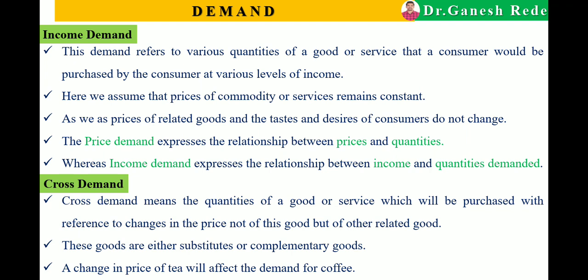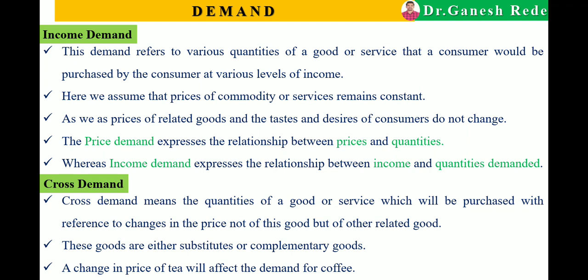Prices of related goods, taste, desire and consumers do not change. These are other factors that also affect demand, but while studying income demand, they remain unchanged or constant. So price demand expresses the relationship between prices and quantities, whereas income demand expresses the relationship between the income of a particular consumer and quantities demanded. So this is the difference between price demand and income demand.